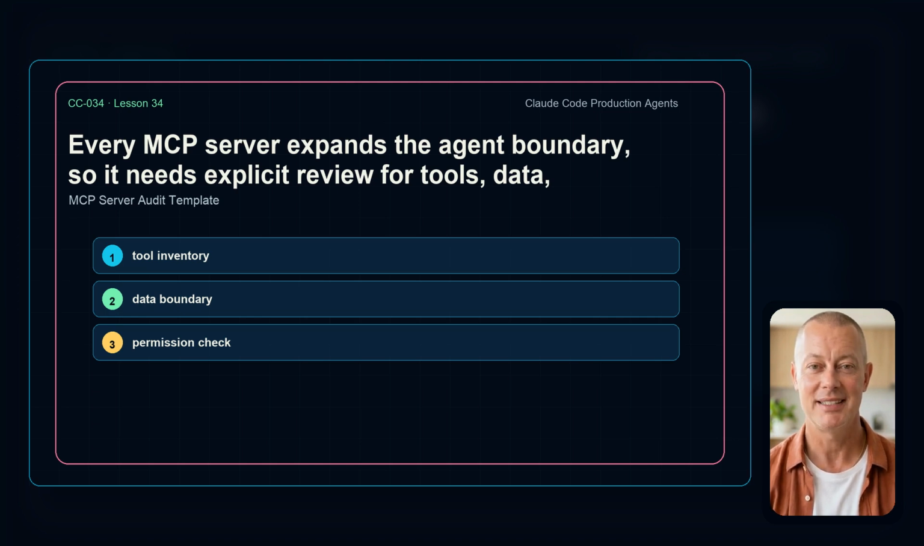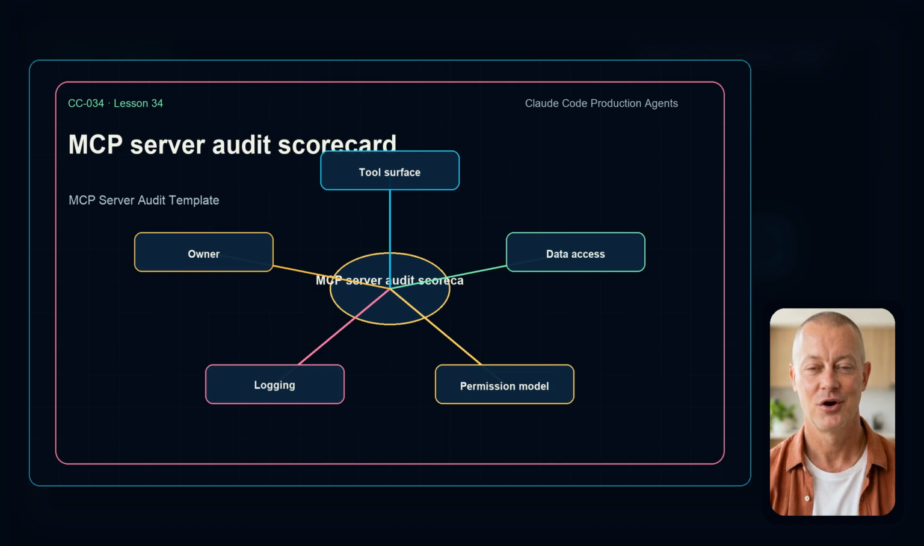The core idea is this: every MCP server expands the agent boundary, so it needs explicit review for tools, data, permissions, logging, and ownership. The answer is only one part of the system. The path, controls, ownership, and recovery plan matter too.